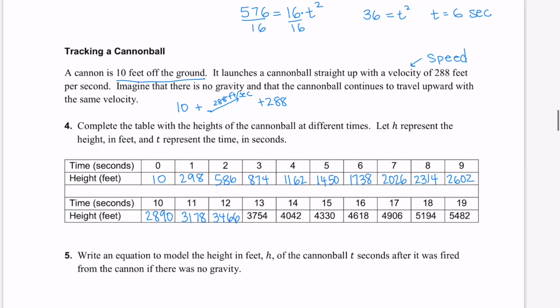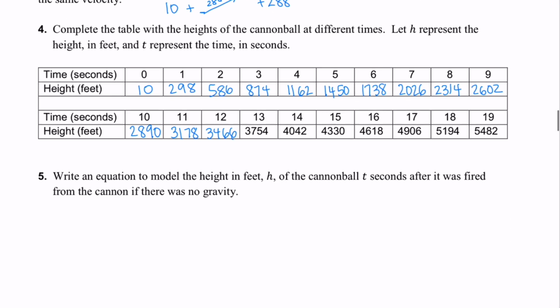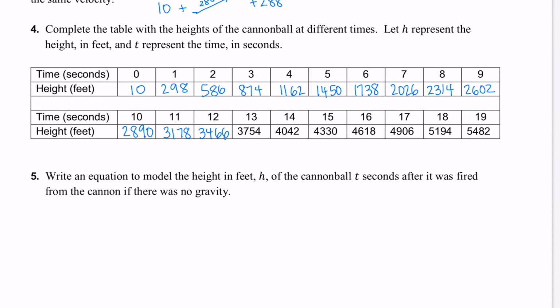Okay, so we have all of these heights, but now we're going to write an equation for the model, the height in feet. So we're going to be talking in terms of t. Instead of y, we're going to put h of t. This is representing the height in terms of seconds. And we are going to start off with 10 plus 288 times the time in seconds.